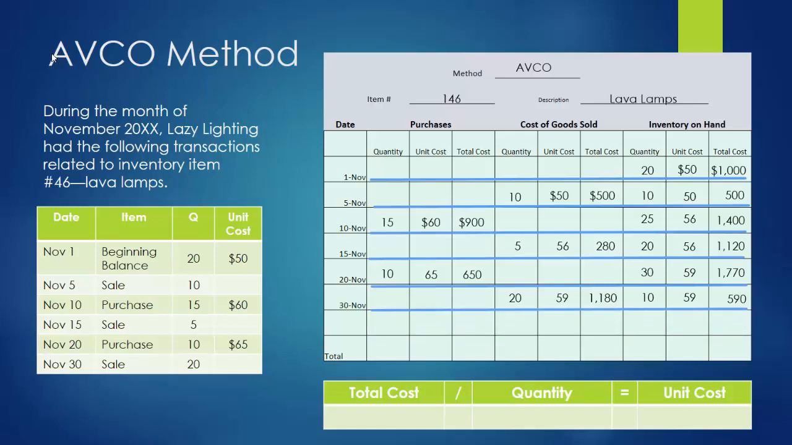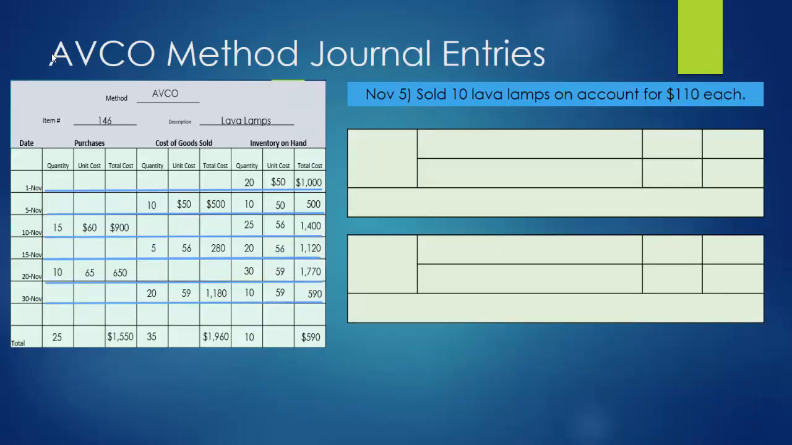So for our totals, we still purchased 25 at a cost in total of $1,550. Hasn't changed from any of our methods. 35 is the amount of lava lamps we sold during the period. Using the AVCO method, we're going to record a total cost of goods sold of $1,960 on these purchases. And our quantity of inventory on hand is still 10 lava lamps, but using this method, we're going to report them at a cost of $590.